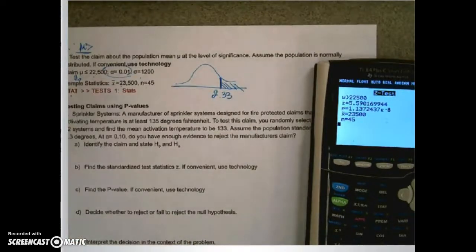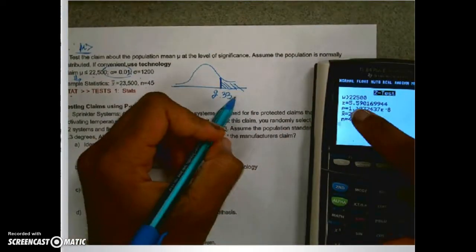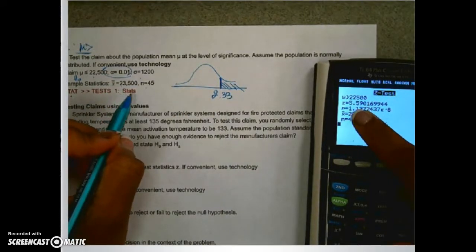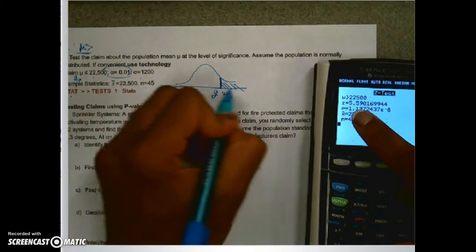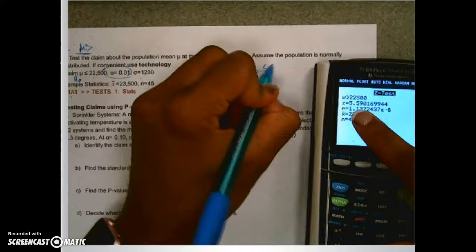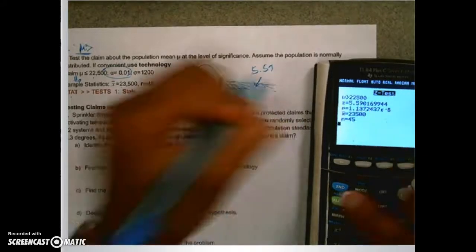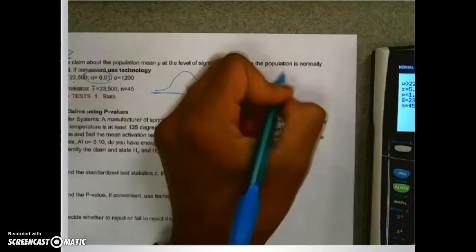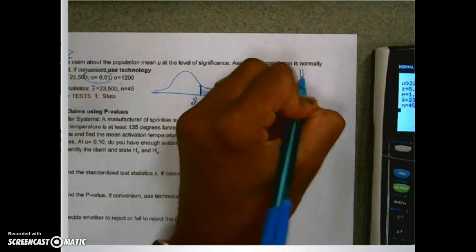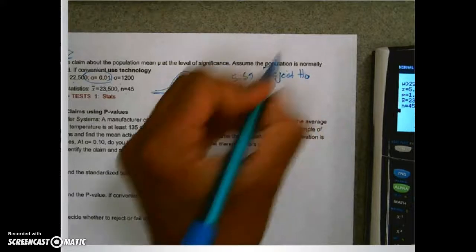And so what's the z-score that's given here? Well, for here, my z-score for all this information is 5.59, which is way out here. Super rejected. So based upon this, we will reject. Remember, we're always going to reject the shade.